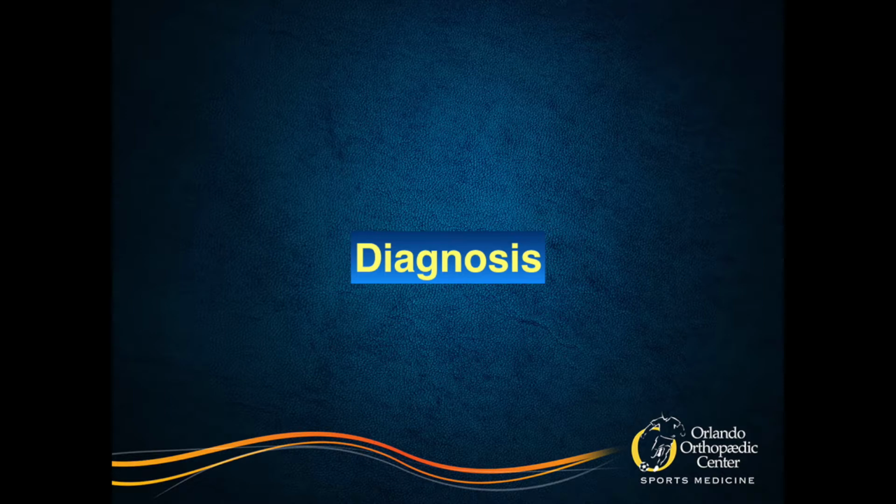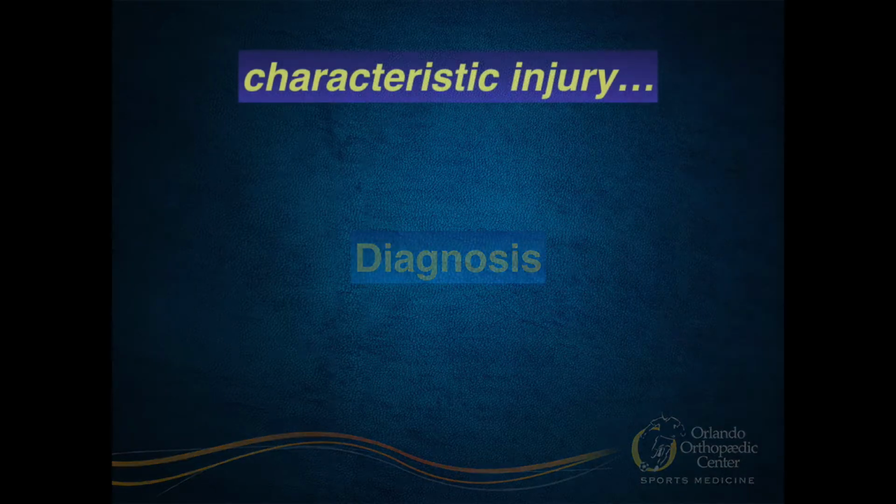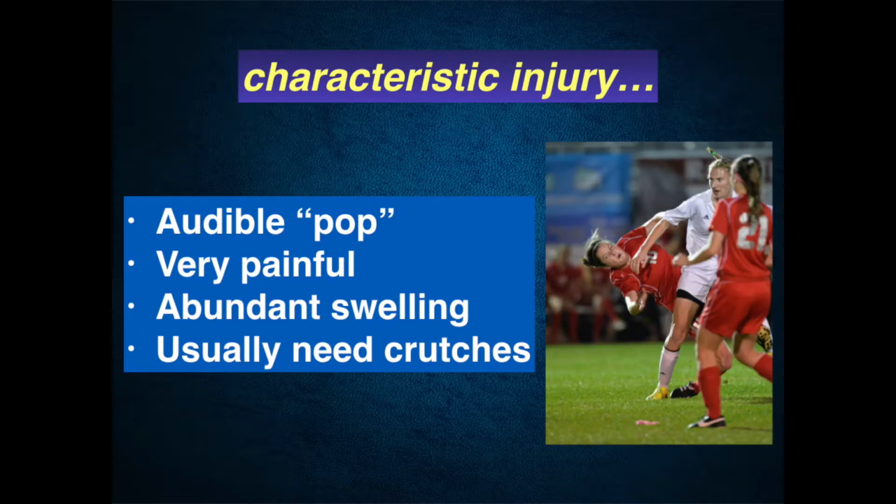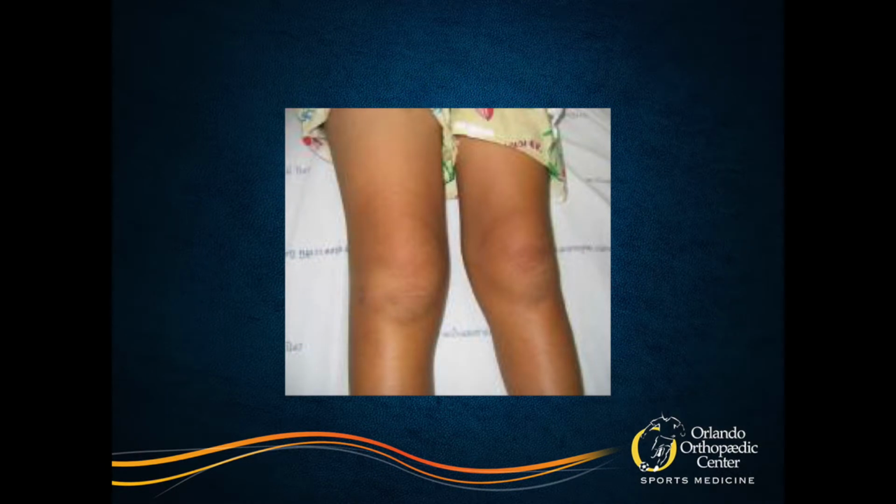So how do we diagnose these ACL tears? Well, first, a history of a characteristic injury is helpful, and then very often the person or athlete will complain of a very loud pop that occurred. It's very painful, there's abundant swelling, and they usually need crutches. So the knee may look like this one, where the right knee in this person is much larger than the left knee.